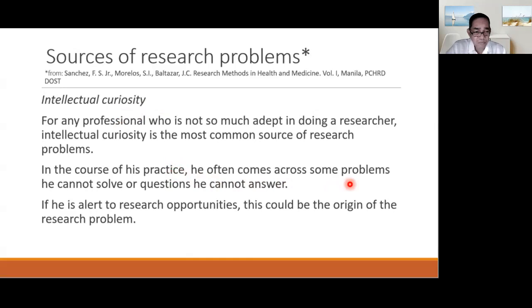So he has a practice, he is a professional, this is what he sees in his practice, and he sees a gap, something that he feels is a problem. And so he thinks, okay, this probably might be the solution to this problem. So if he is alert to research opportunities, this could be the origin of a research problem.